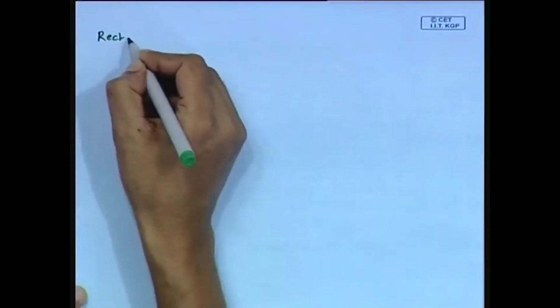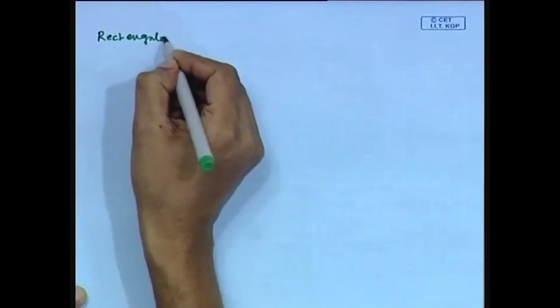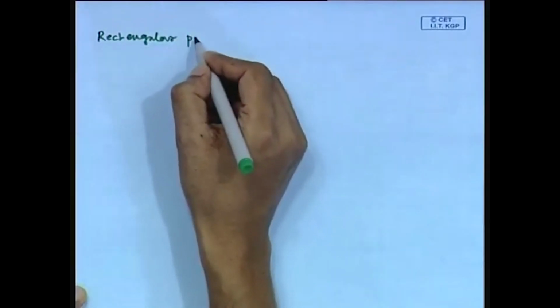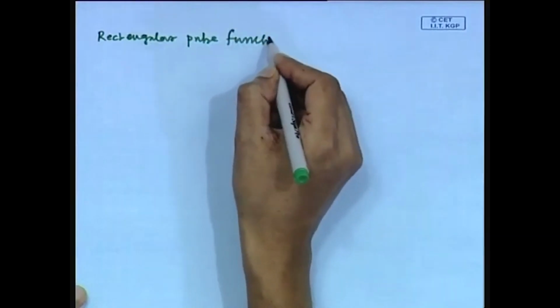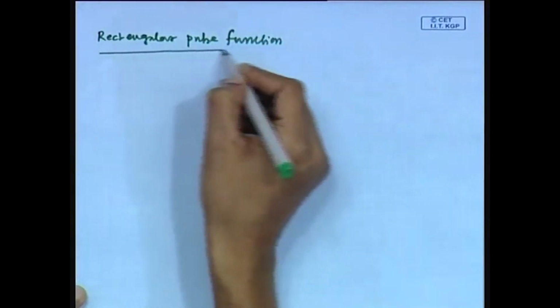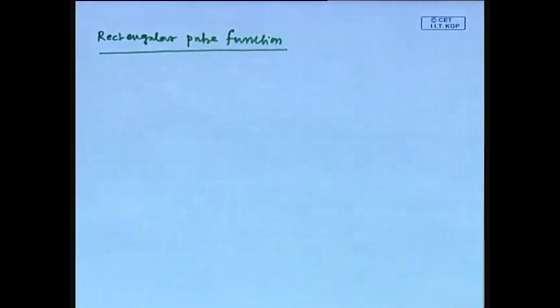Second forcing function is rectangular pulse function. First we will draw the figure of this rectangular pulse function, fine.